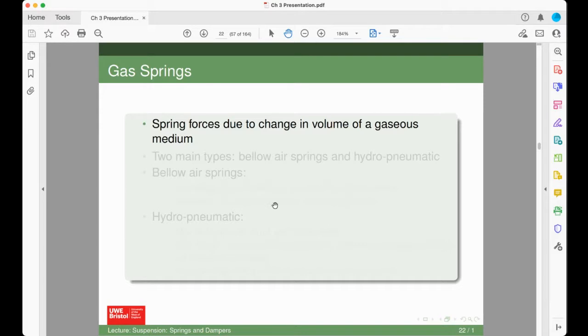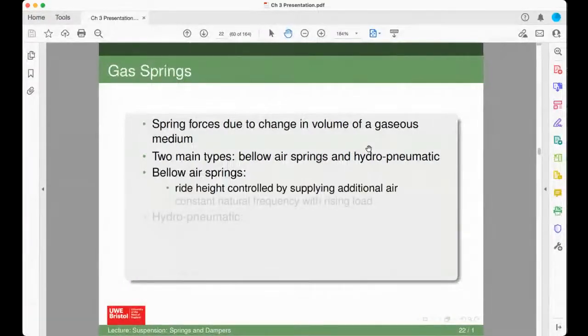Then we can move on to gas springs. Okay, so there's two types of gas springs that I'll talk about. There's the simple sort of air spring, a bellow, and the hydrogen pneumatic, which is a mix of two different mediums. Okay, and the spring force will change due to the volume of a gaseous medium. Okay, so with the bellow air spring, clearly you can quite easily adjust the ride height by just supplying additional air. You pump more air into it, you increase the ride height.